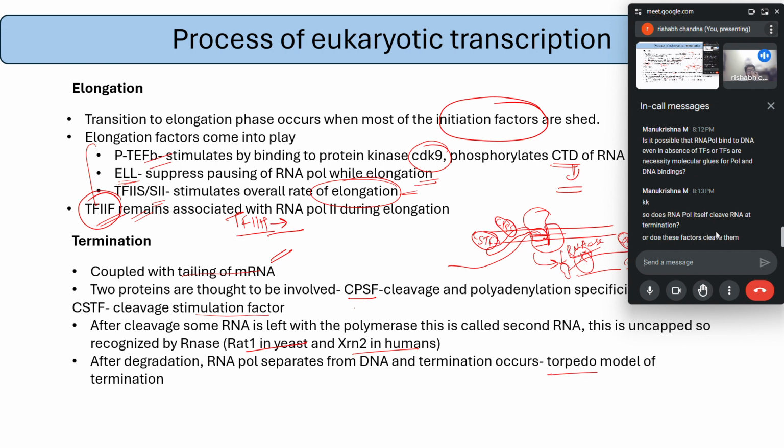No, there are other RNases. We have talked about two proteins, CPSF and CSTF, that are recruited so that they cleave off the RNA and go for RNA processing, and the other RNA that is left is degraded by the RNases. RNA polymerase only has the function of polymerization. That's it.